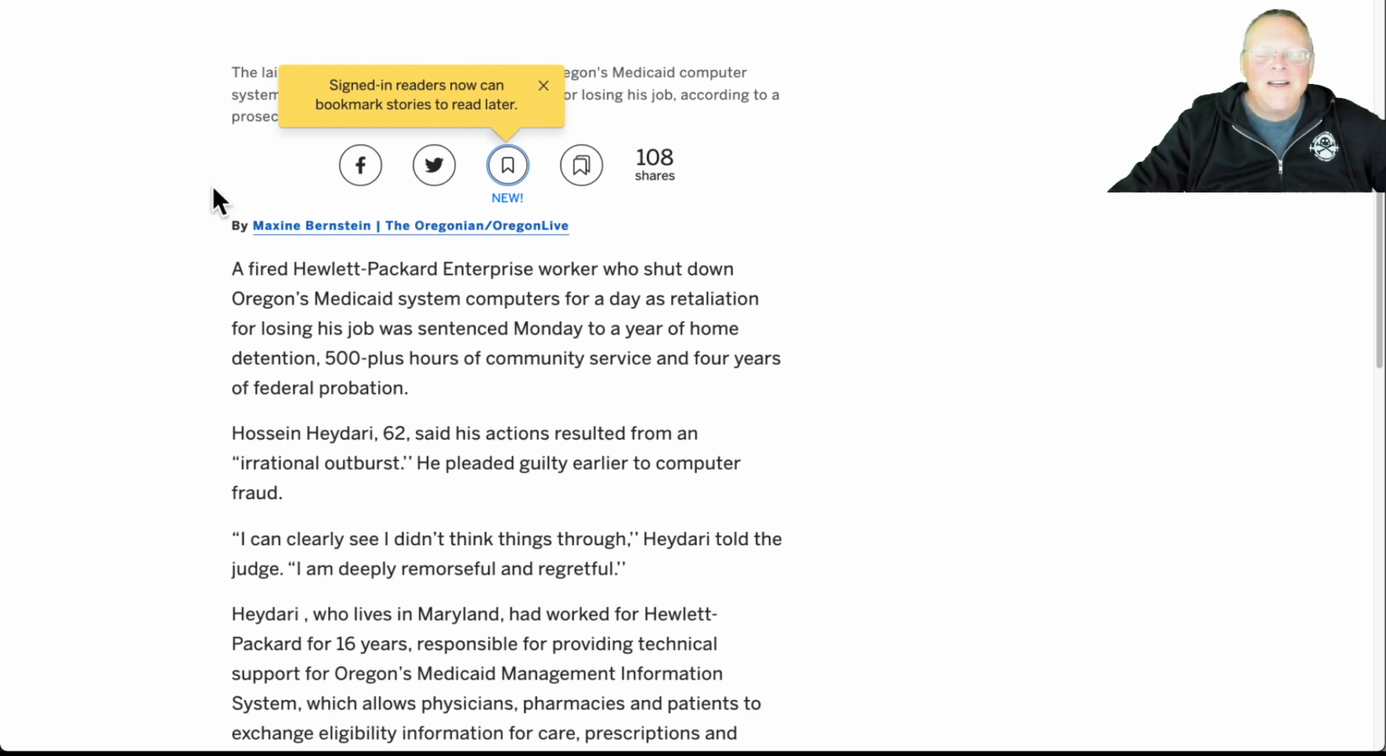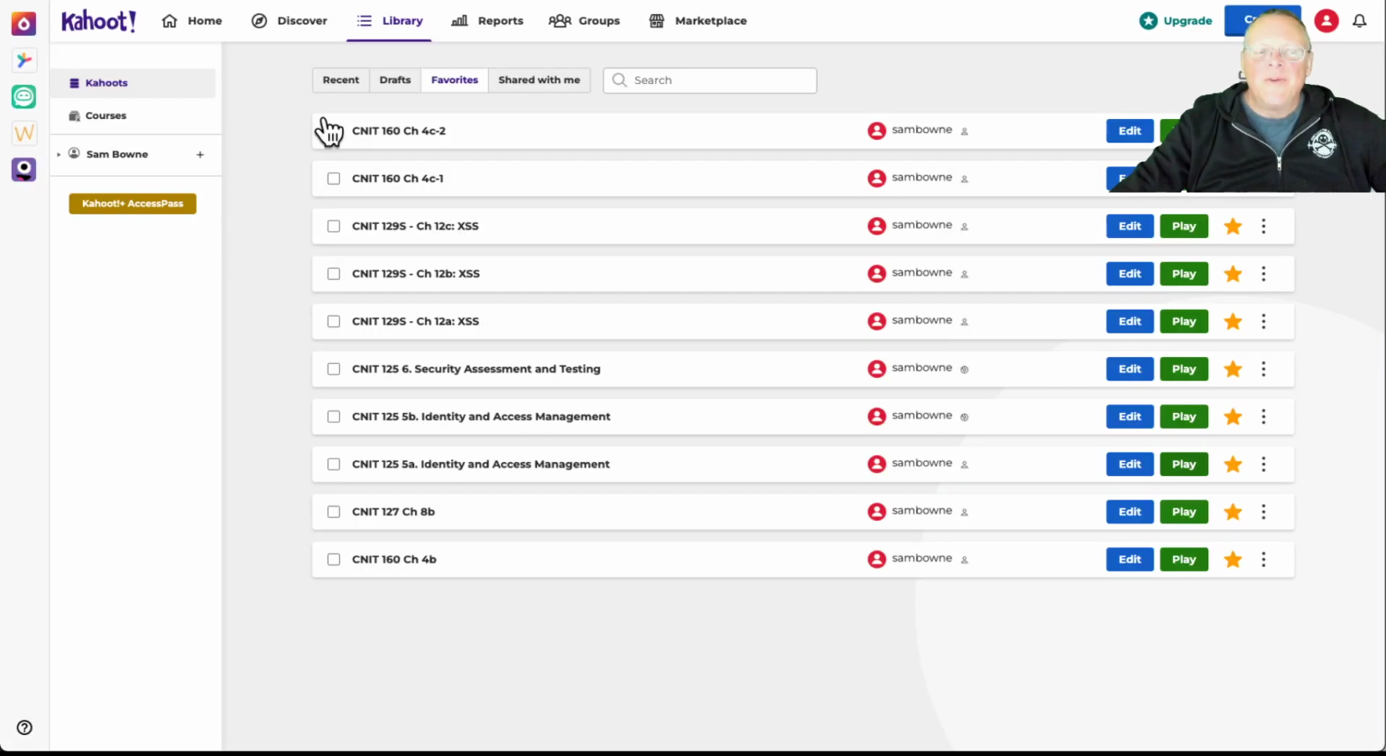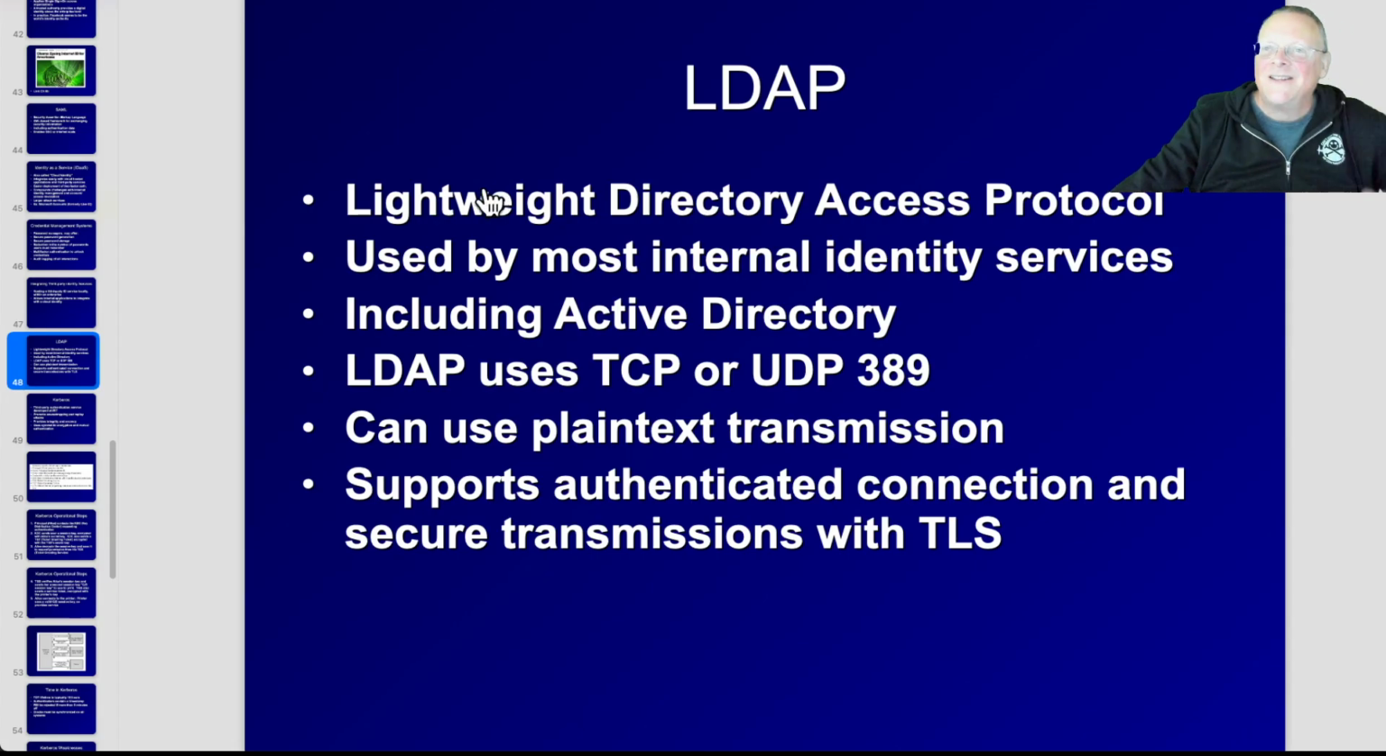This is poor management of human resources. They should lose their credential privileges when you fire people.